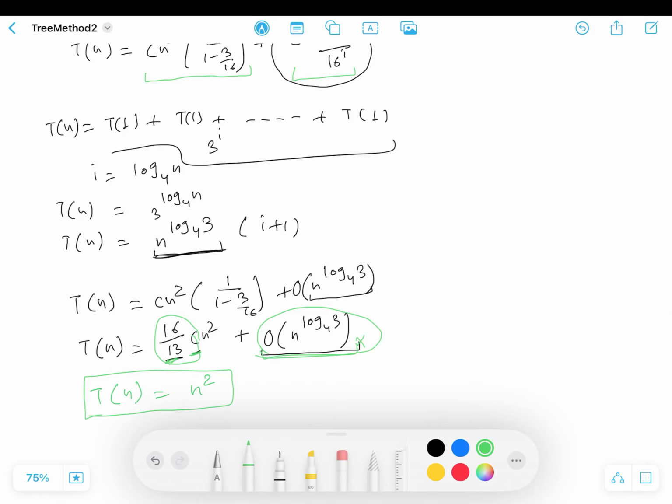I hope today's session on the tree method was helpful and gave you some knowledge on how to solve recurrences using the tree method.